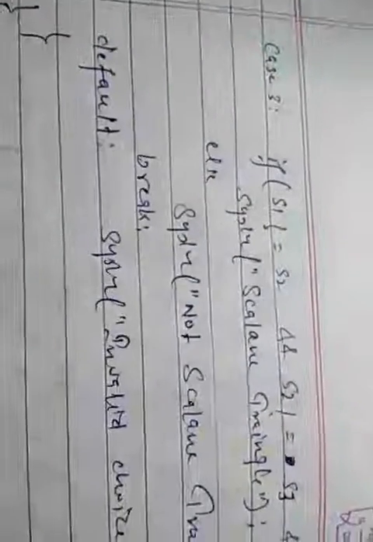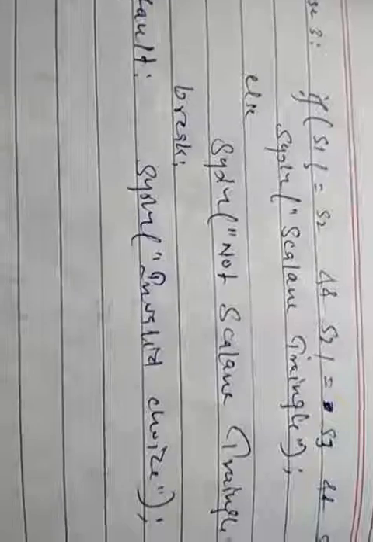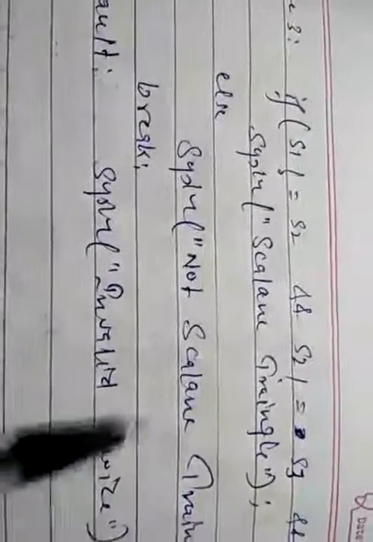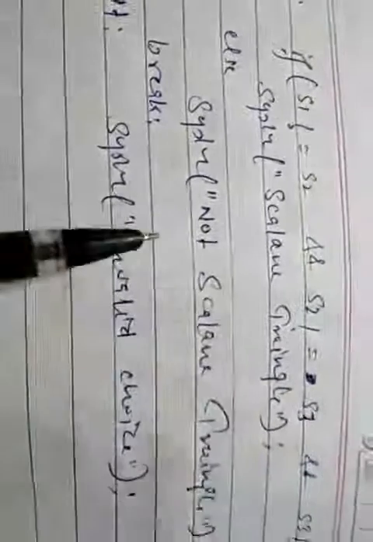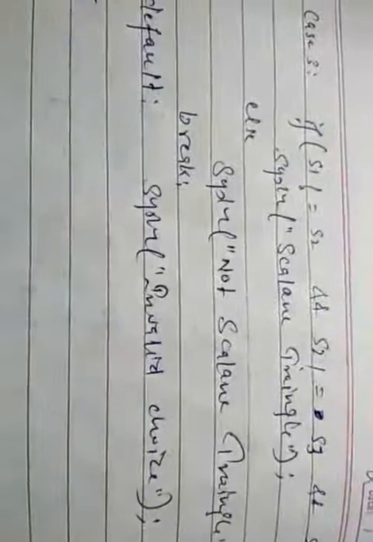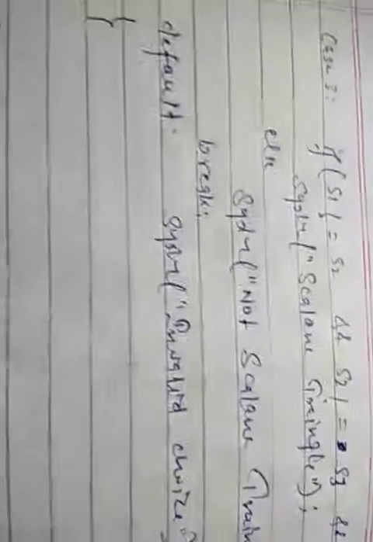And the last condition is in case 3 for scalene. If S1 is not equal to S2 and S2 is not equal to S3 and S3 is not equal to S1, so we will print scalene triangle, otherwise not scalene triangle. And last, there is the default case. If any case is not matched, then we will print invalid choice.